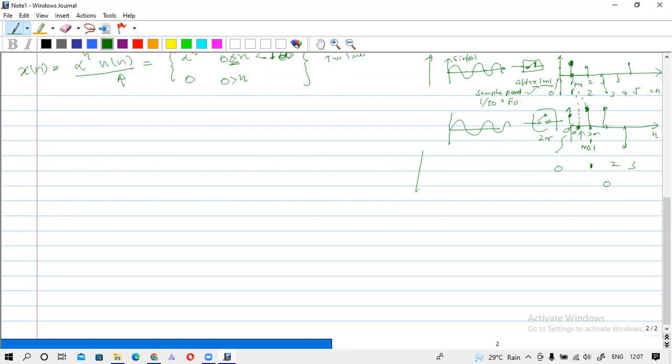So another important parameter is that this n is always related with the sampling time. The time is equal to n t naught, the sampling time. This is the relation in your sampling. I think you have learned this: when you are doing the sampling, t is equal to n t naught.